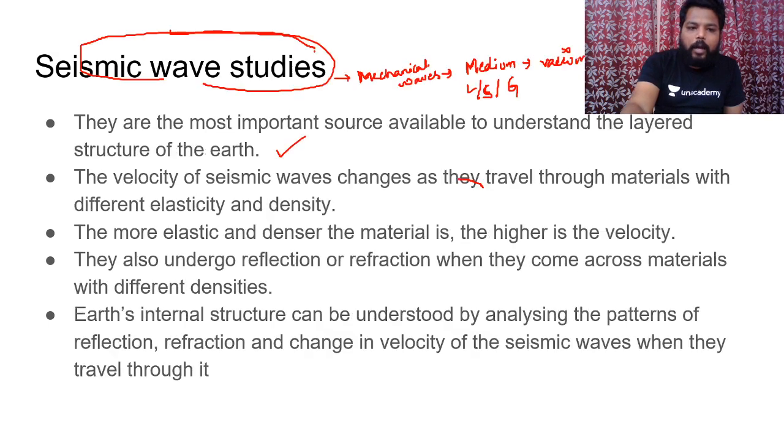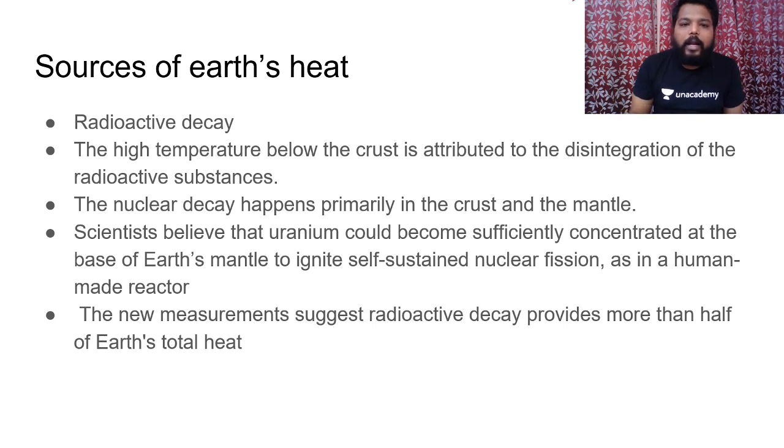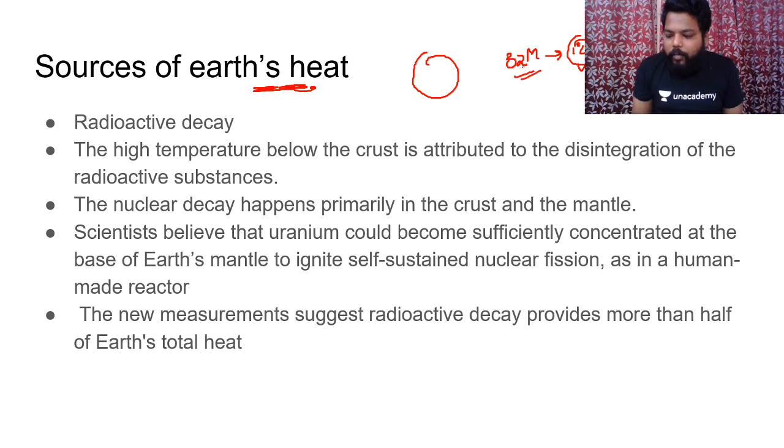I'll be discussing seismic wave studies in a while. Now, what are the sources of the earth's heat? As everyone knows, while we move into the interior of the earth, for every 32 meters there is an increase of temperature of 1 degree centigrade. What is the reason the temperature increases as we move deeper? That is the biggest question now. Clear? It is because of radioactive decay.